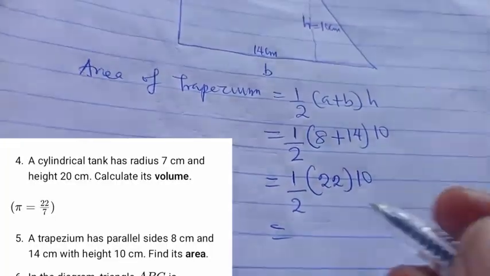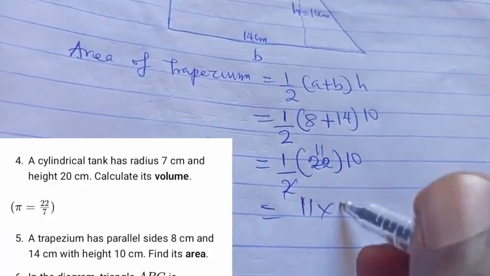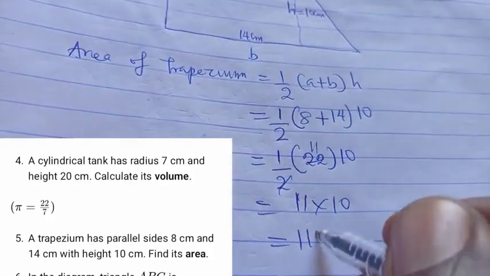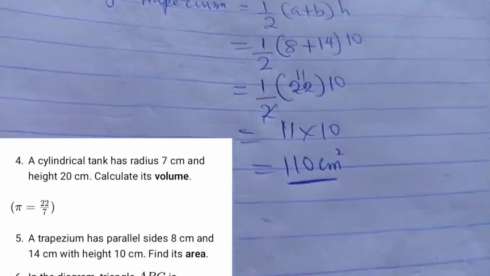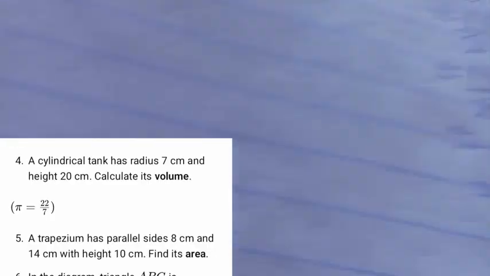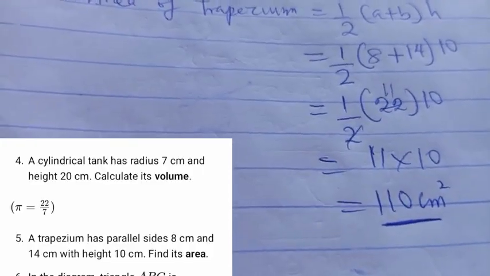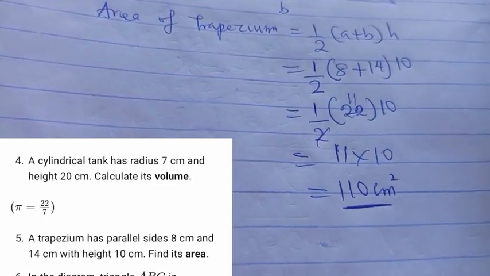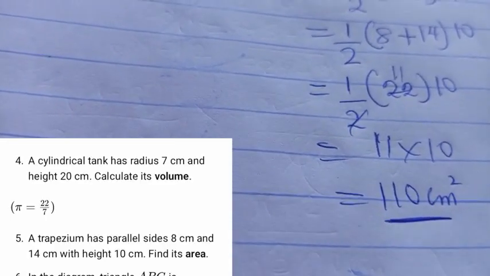Alright, so we have 2. If I cancel 2 here, I have 11. At the end of the day, I'm having 11 times 10, which means I'm having 110 centimeters square as my area of trapezium. Very simple. 5 questions gone, GCE 2025 possible questions. Questions 1, 2, 3, 4, 5 solved. We are going to the next question, question number 6.